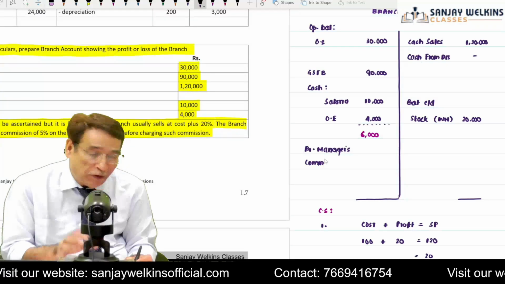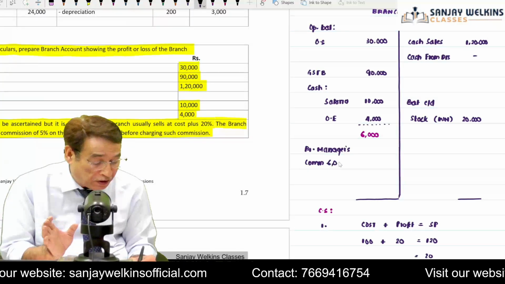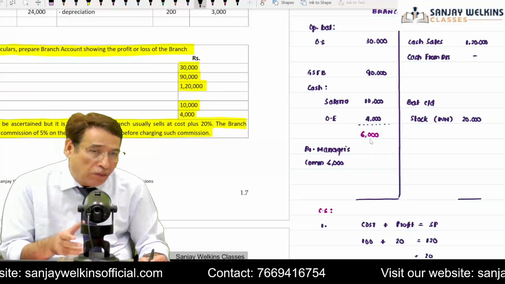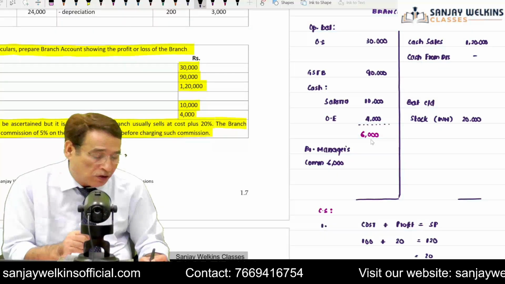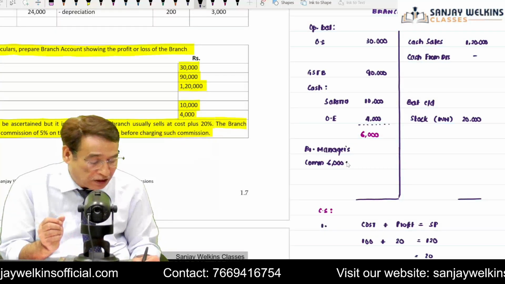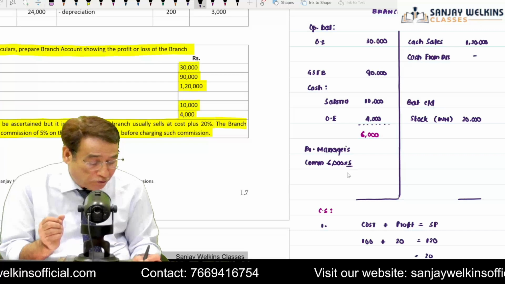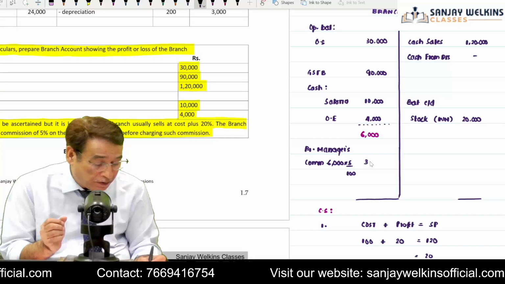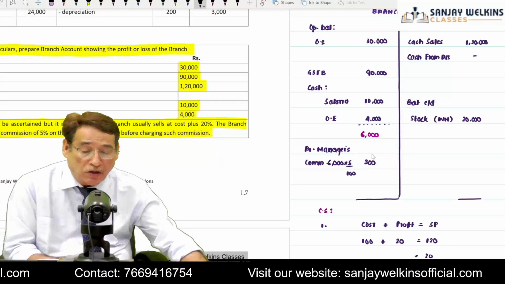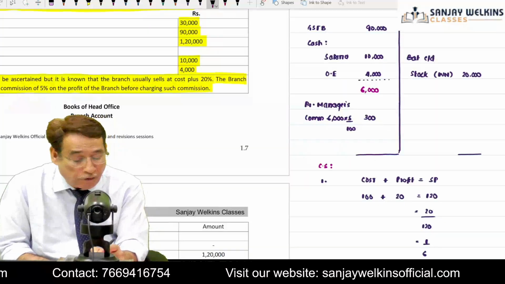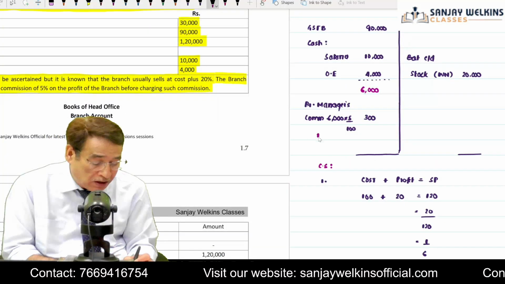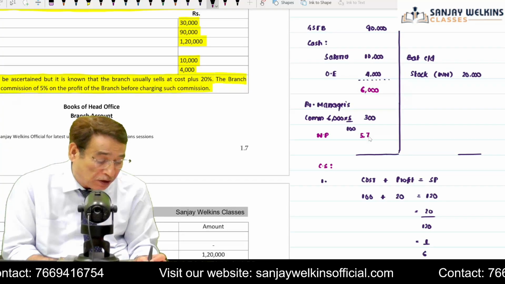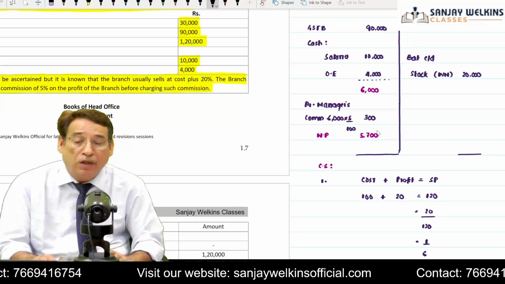6,000 is the profit before commission, and in this question it is clearly written that the branch manager is to be given 5% commission of the profits before his commission. So net profit before commission is 6,000. I will simply compute 5% of 6,000, which comes to 300. So the branch manager's commission will be equal to 300, and our net profit after commission will be equal to 5,700. So this is how you are going to do this particular question.